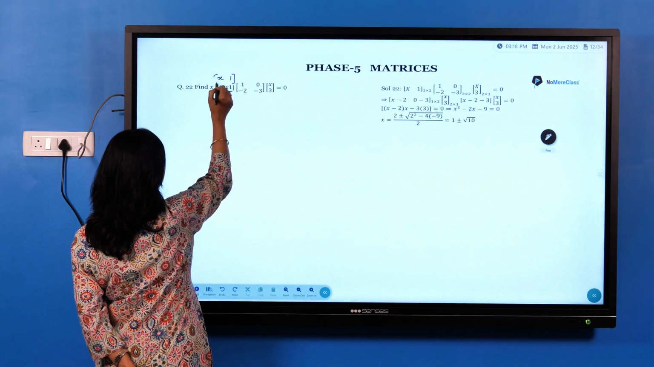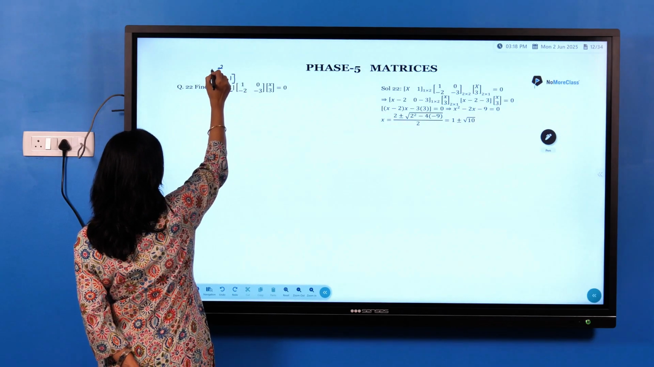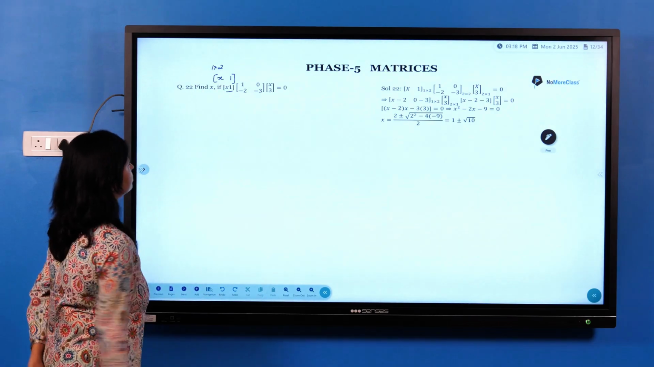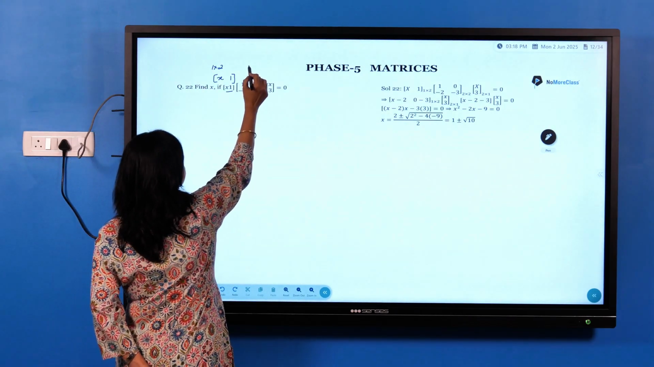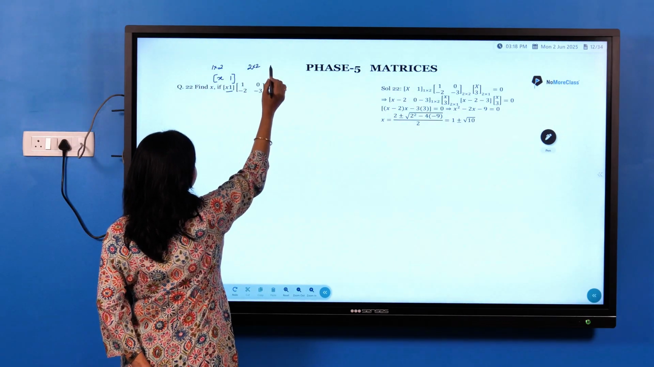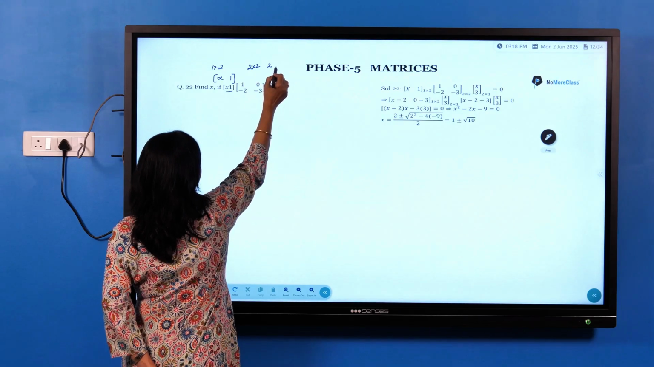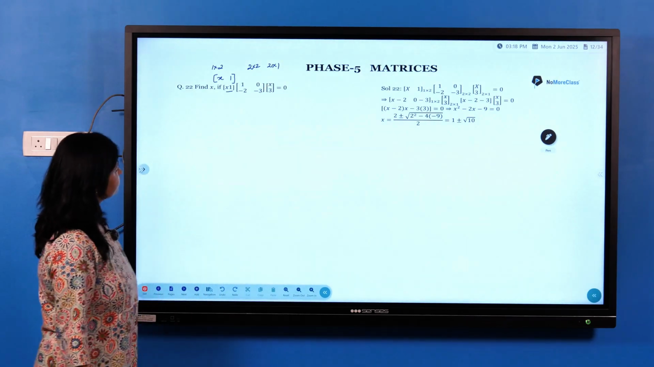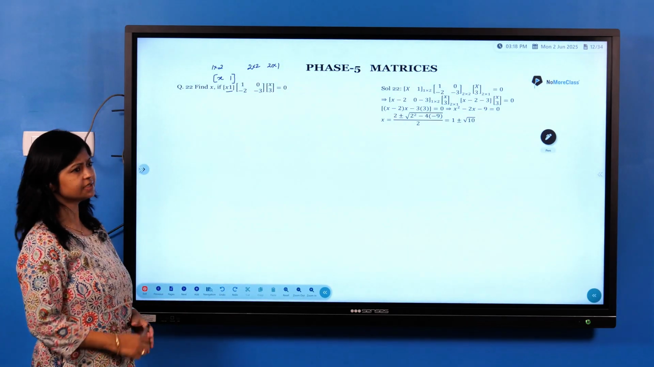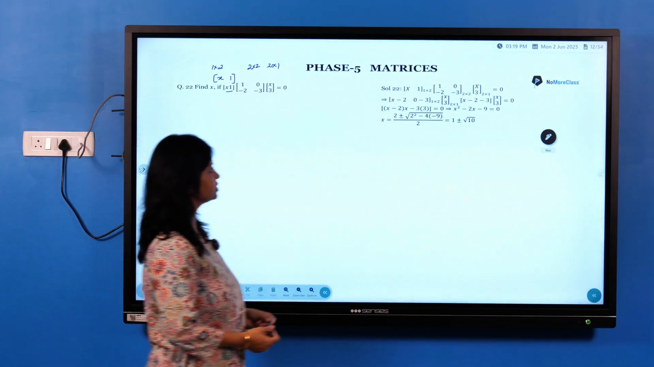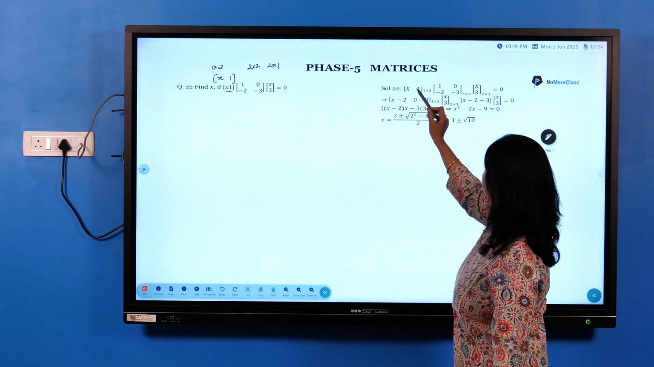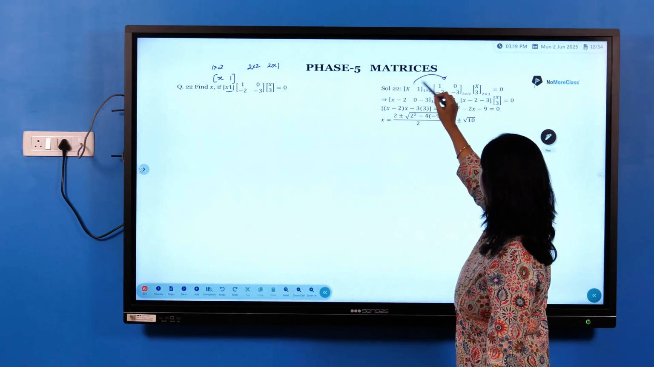So it is a matrix of 1 cross 2. So 1 row, 2 column, then 2 row, 2 column, and then this is again 2 row, 1 column. So we have to multiply. After this it is a very straightforward question. Once we have this matrix, we just multiply these two.